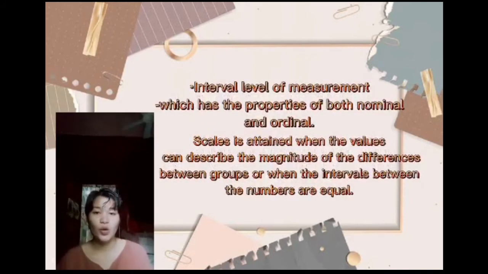The third one is the interval level of measurement, which has the properties of both nominal and ordinal. This scale is attained when the values can describe the magnitude of the difference between groups, or when the intervals between the numbers are equal. It is the differences between measurements but not through zero. For example, when we measure temperature in Fahrenheit, the distance from 30 to 40 is the same as the distance from 70 to 80. The interval between values is interpretable.